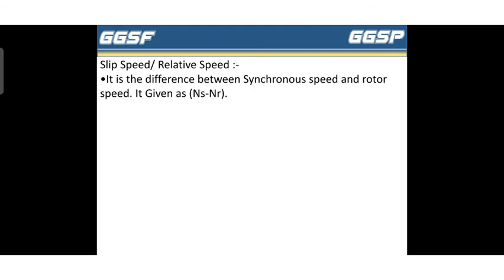Then we see the slip speed or relative speed. Slip speed is also known as relative speed. It is the difference between synchronous speed and rotor speed, that is given by Ns minus Nr.